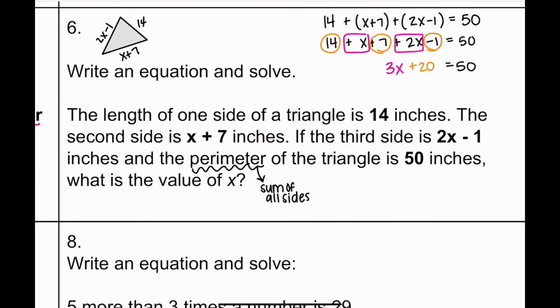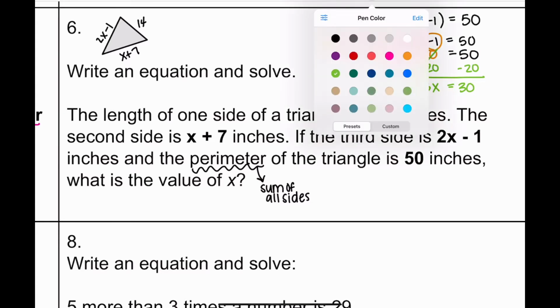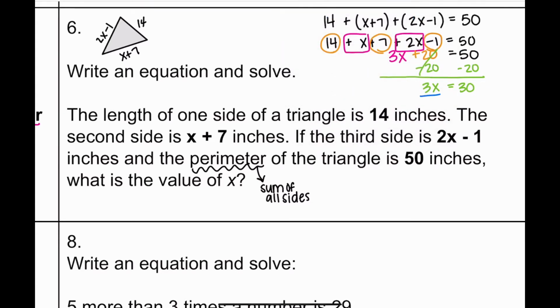Up next, we want to move the constant terms to the same side. So subtract 20 on both sides to move it away from the x. That leaves us with 3x equals 30. Finally, we need to split the 3 away from the x using inverse operations. So x equals 10.